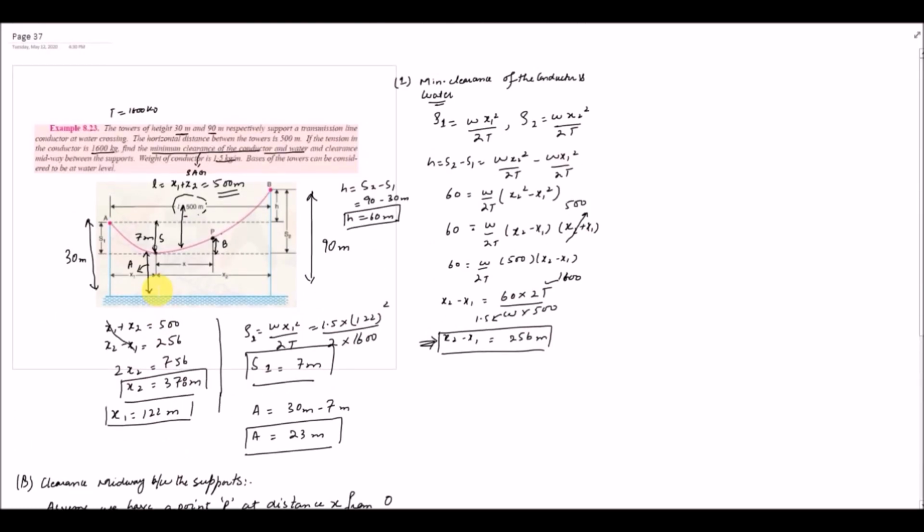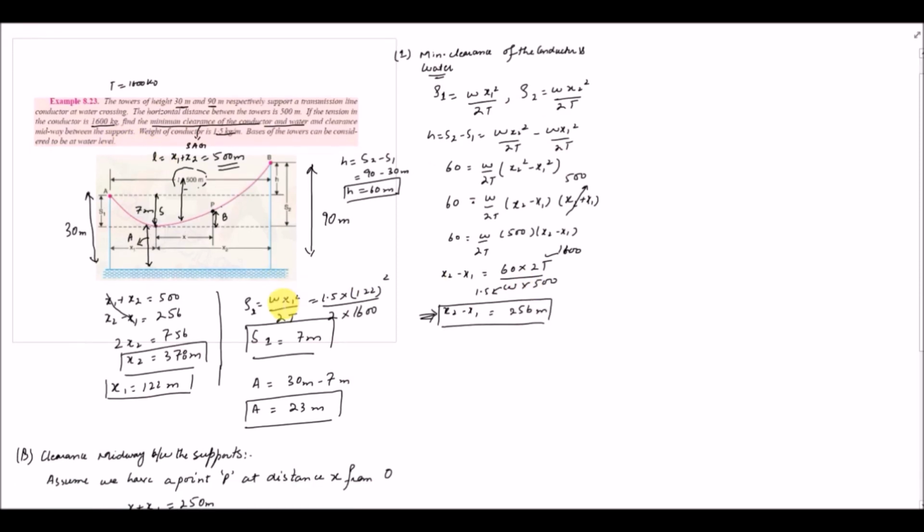So this was the second part of the question. In the question we were asked to find the minimum clearance of the conductor and water, and in the second part it was mentioning that we have to find the clearance midway between the spots, right? So in the first case, we have calculated the value of sag. We know the height of the tower, so we just subtracted the sag from the height of the tower. That gave us the value of A, which is the clearance between the conductor and the water surface.